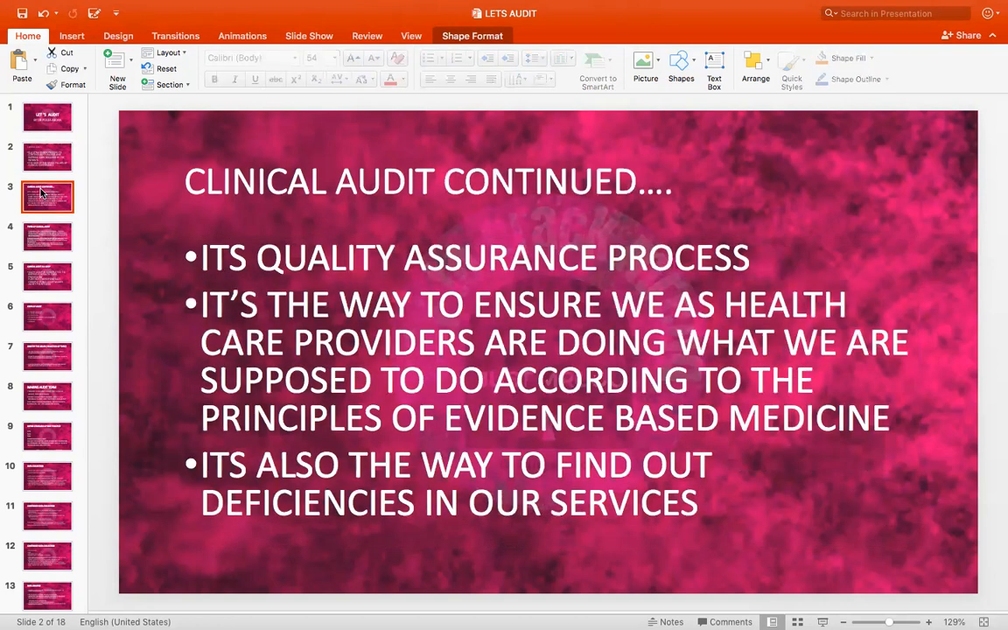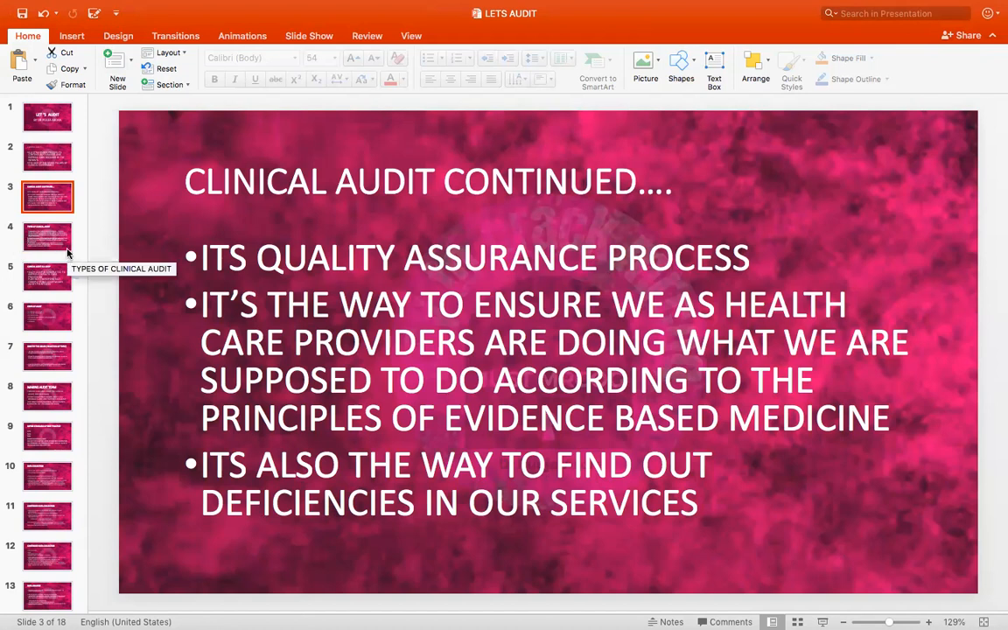This is the definition. Then second, it is a quality assurance process. It is the way to ensure that we as healthcare providers are doing what we are supposed to do. This is so simple, that we ensure as healthcare providers, we are doing what we are supposed to do according to the principle of evidence-based medicine. And it's also the way to find out any deficiencies in services.